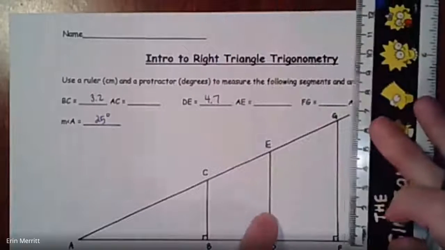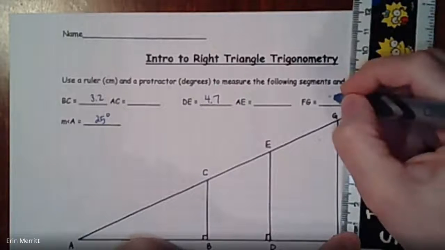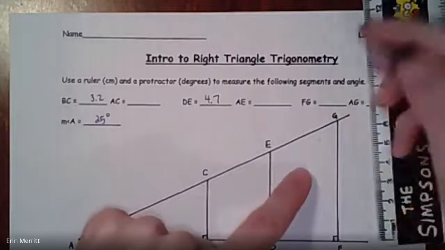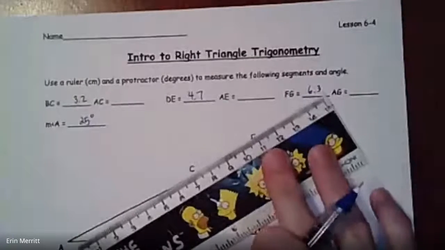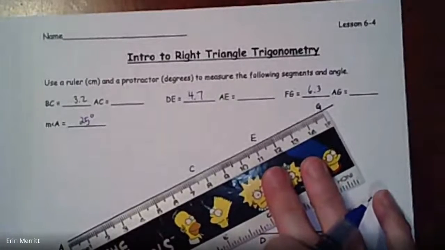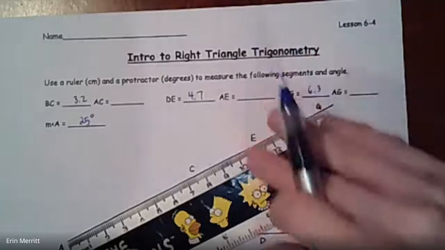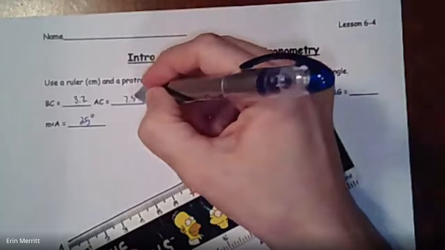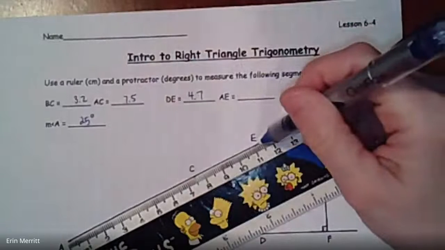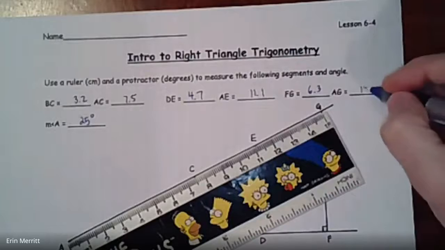And now if you're trying any of these on your own, you might end up with slightly different answers, but we should be pretty close. FG I've got as 6.3. As for the other 3 distances I asked for, they all run along the same line. So if we line it up here, A to C, we'd be at right about 7.5. And then A to E, we're about 11.1. And then last one, A to G, ooh, that takes me all the way to 15.